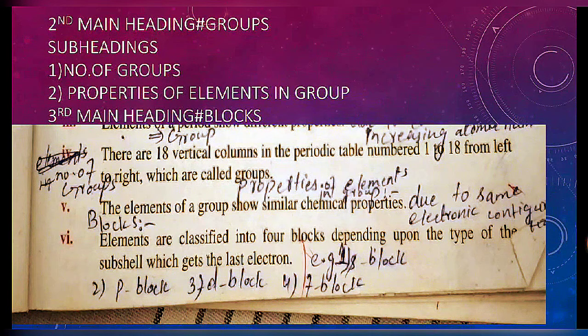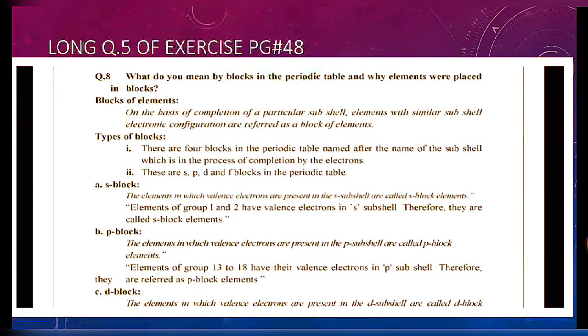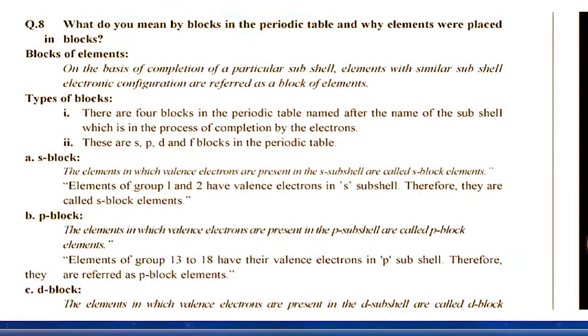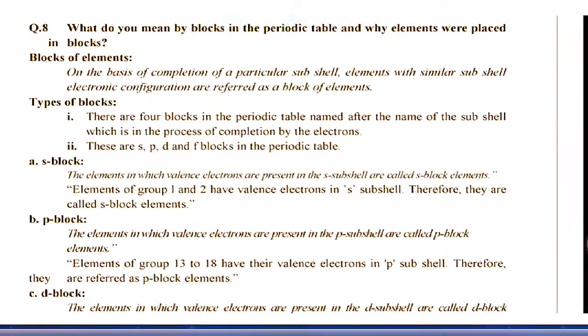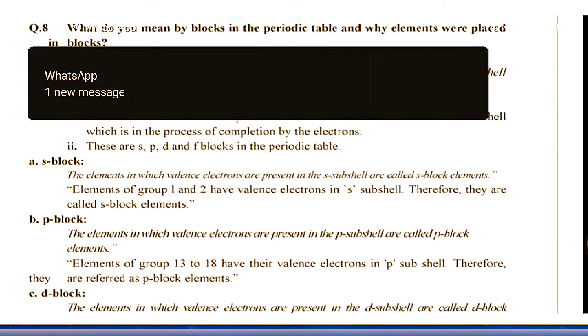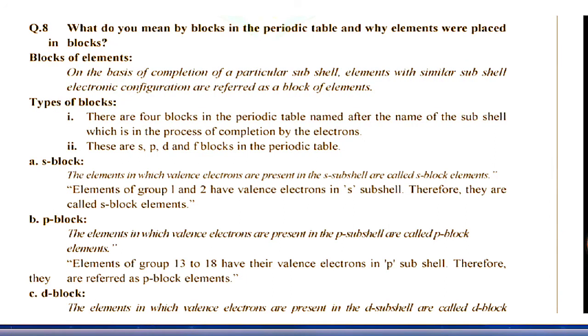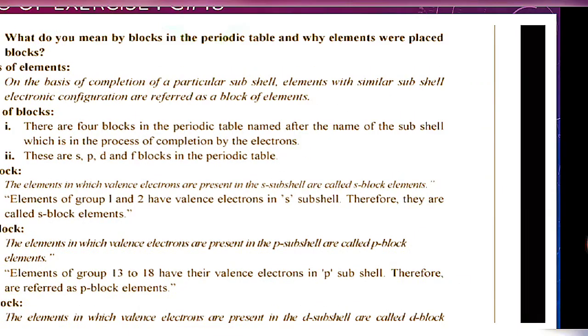Next we move towards page 48, which has long question 5 from the exercise. What do you mean by blocks in the periodic table, and why were elements placed in blocks? On the basis of completion of a particular subshell, elements with similar subshell electronic configuration are referred to as a block of elements. What does it mean? The maximum capacity of the s subshell is 2 electrons. The first group contains 1 electron in the s subshell, and the second group contains 2 electrons in the s subshell. That's why first and second group elements are called s block elements.